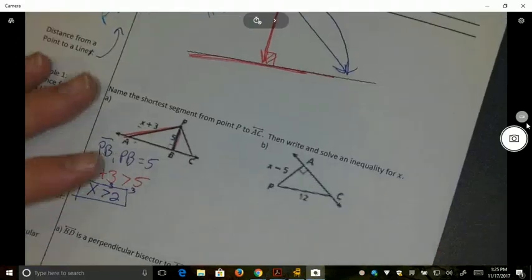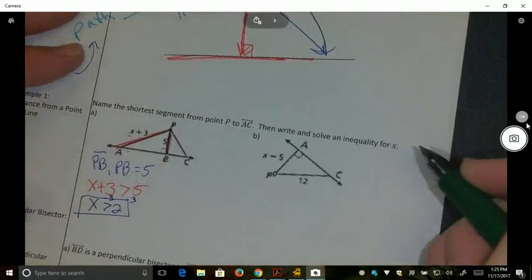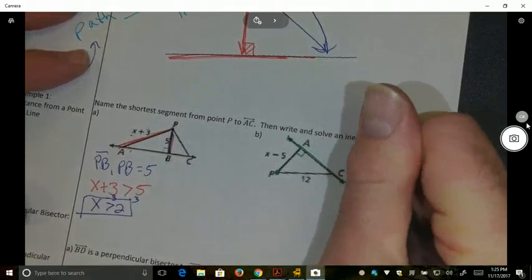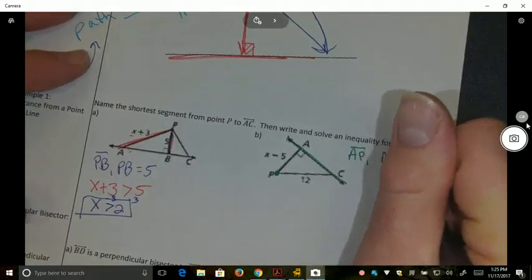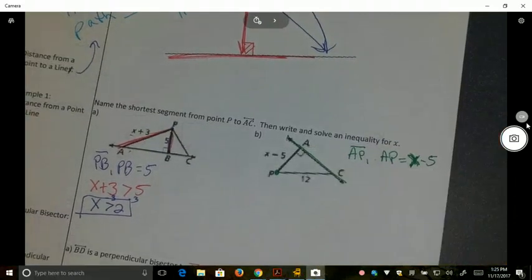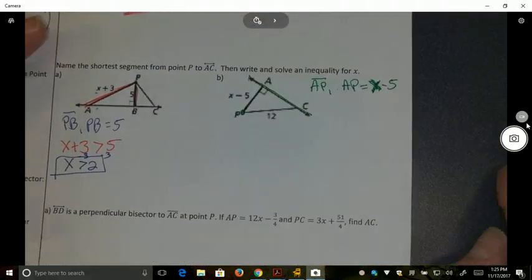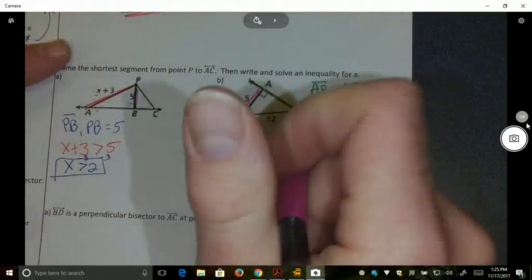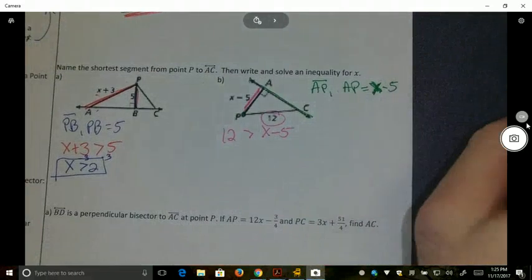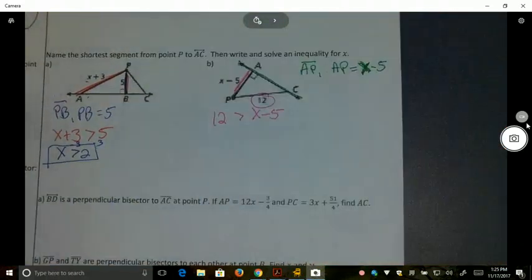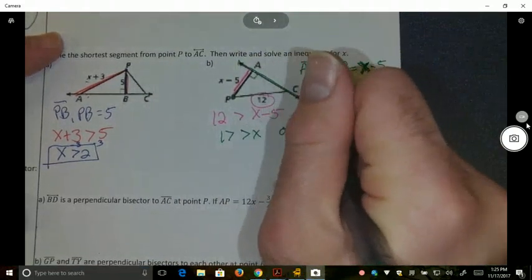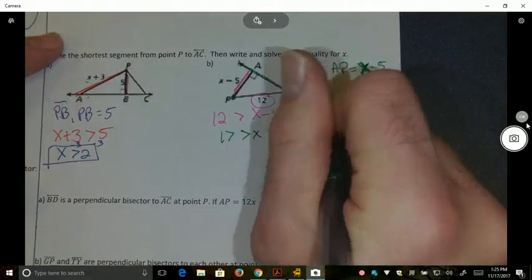For letter B, you should have said that the shortest distance from point P to line AC is on that perpendicular path. So AP is the shortest path, and the distance from A to P is the expression x minus 5. To set up an inequality, if this is the shortest path, then 12 has to be greater than that path, x minus 5. And so I'm going to add 5 to both sides, so I get 17 is greater than x, or using the symmetric property, x is less than 17.